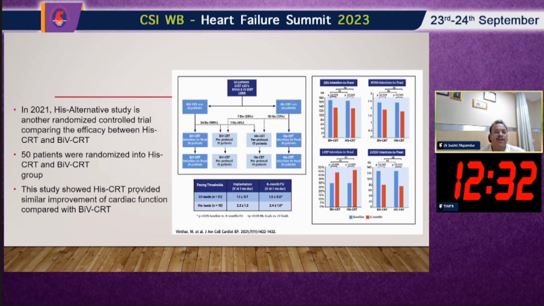So this is the His alternative study. In this study, they again looked at His bundle CRT versus BIV CRT, and 50 patients were randomized into His CRT and BIV CRT. This study showed that His CRT provided significant improvement of cardiac function compared to BIV CRT. Here the LVEF improvement was also there in the intention to treat analysis. The NYHA functional class also improved, and QRS also improved significantly. Next slide.